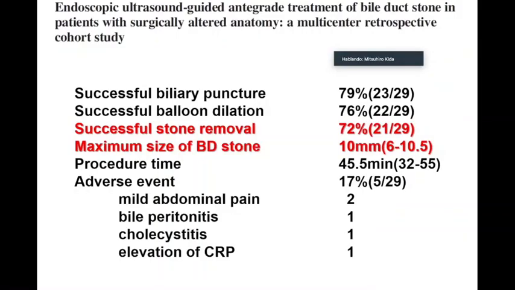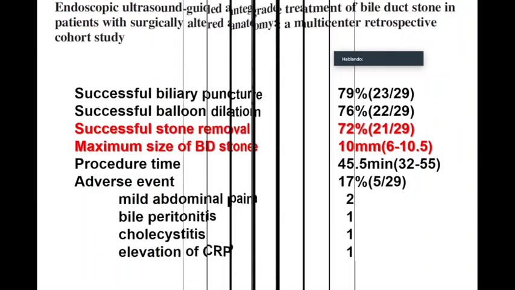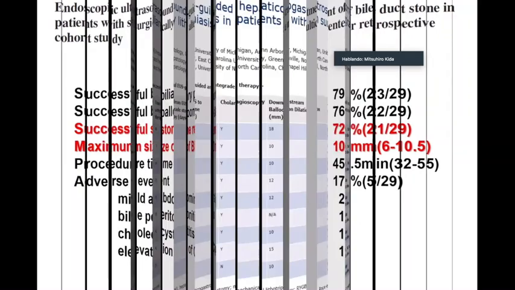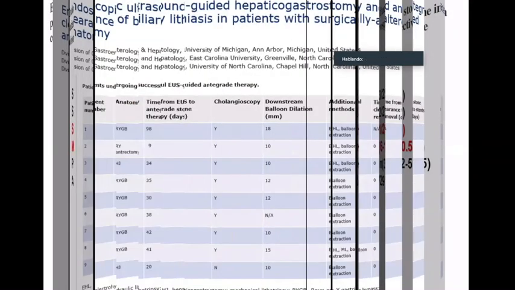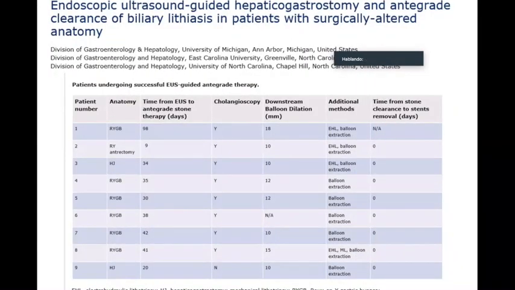So this is a multi-center retrospective study done by the USTA. However, the antegrade treatment of bile duct stones is around 72%, and the maximum stone size is only 10 millimeters. So this is the Army study. They also tried antegrade clearance of the bile duct stone.